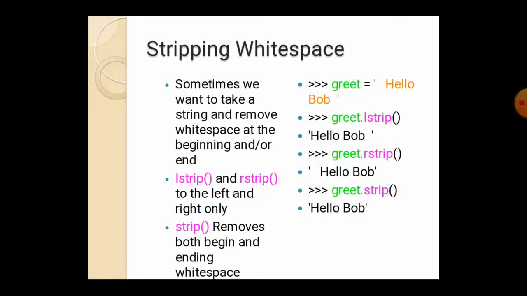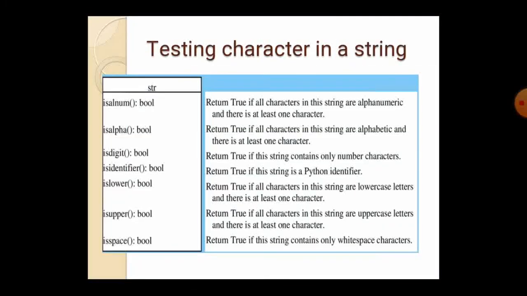Let us revise. What are the functions we have learned today? Testing characters in a string. Under this, what are the functions we have learned? isalnum, isalpha, isdigit, isidentifier, islower, isupper, isspace. All these functions return a boolean value, true or false. The isalnum function, the name itself you can understand. Alnum means it supports both alphabetic and numeric values. If the string has alphabetic and numeric values, it will display the result as true. Otherwise, it will display the result as false.